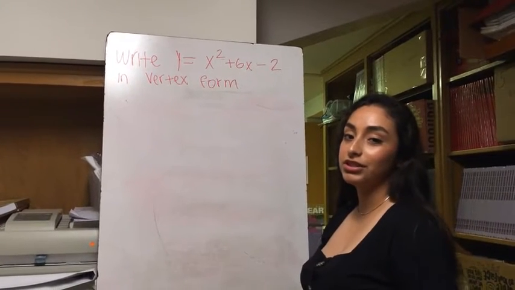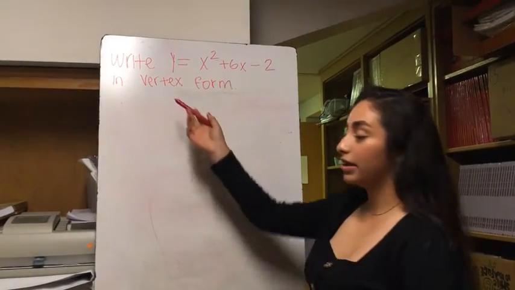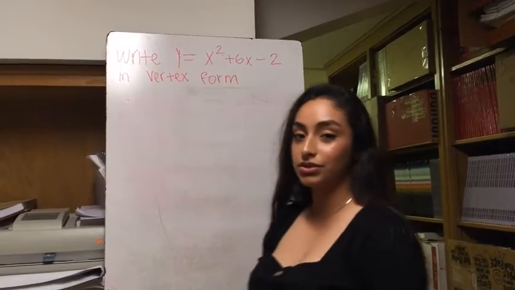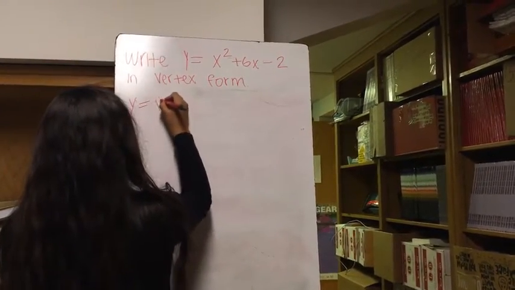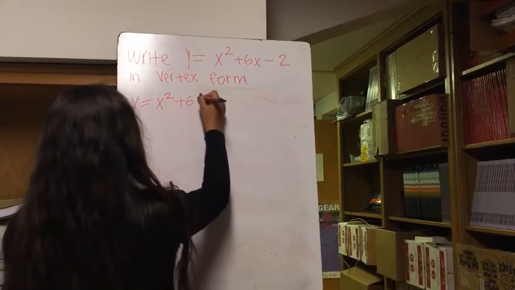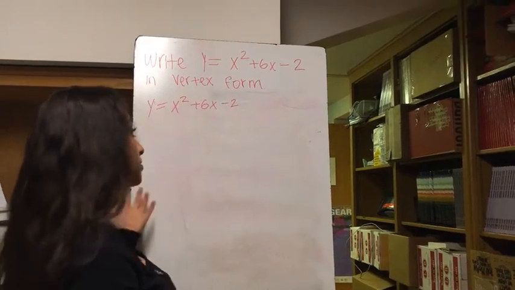So now I'm going to teach you how to write y equals x squared plus 6x minus 2 in vertex form. The first step is to just rewrite the equation. So y equals x squared plus 6x minus 2. The next step is to complete the square.